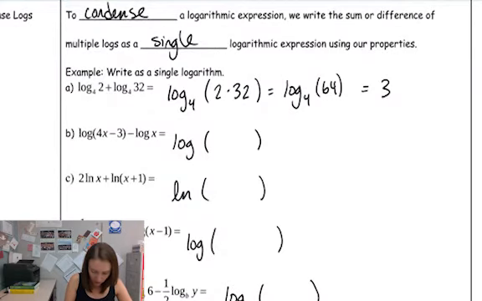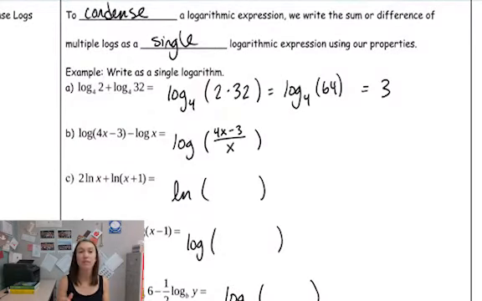Here I have the log of 4x minus 3 divided by x because the logs are being subtracted. And I can't really simplify that, so I'm just going to leave it like that.